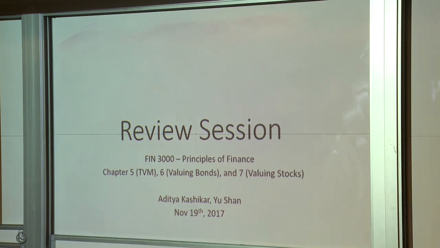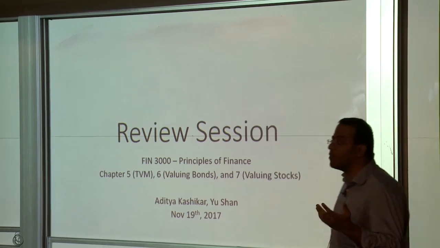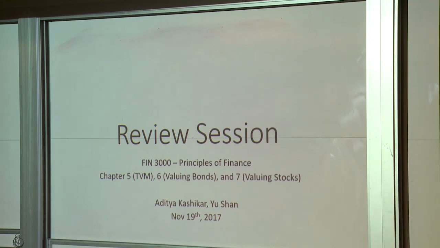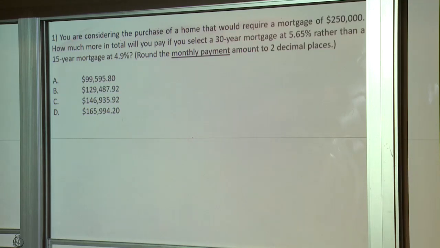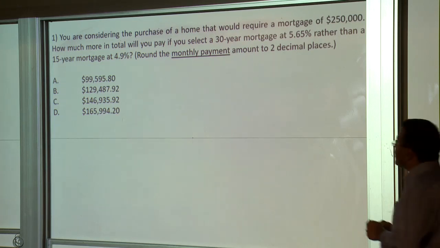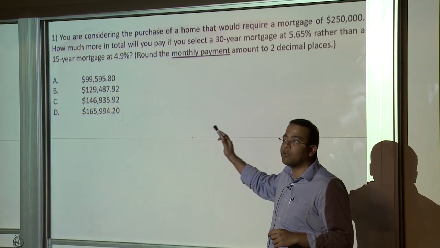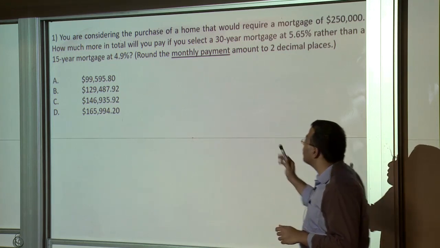I'll be covering chapter 5 and Mr. Yushan will be covering chapter 6 and 7, which are bonds and stocks. So let's get to chapter 5, which is time value of money, also called TVM. So here's the first question. I hope all of you are able to read the question clearly. If you're not, let me know. We'll see what we can do about it.